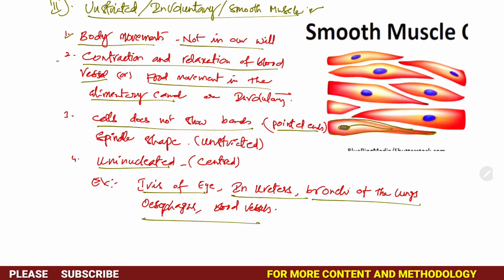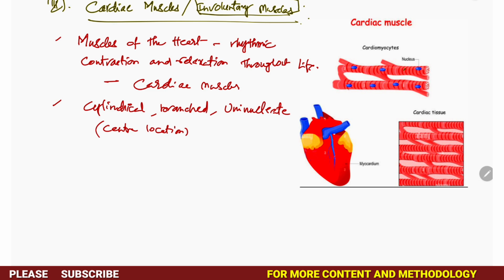and blood vessels. Cardiac muscle: these muscles are also called involuntary muscles because the movement in the heart cannot be done by our conscious will. The muscles of the heart show a rhythmic contraction and relaxation throughout life. Once it stops relaxation and contraction, one's life ends. So it means it is very crucial in every life. These muscles are called cardiac muscles.